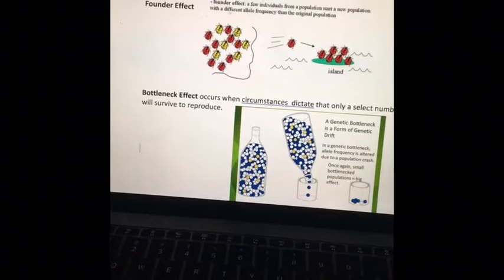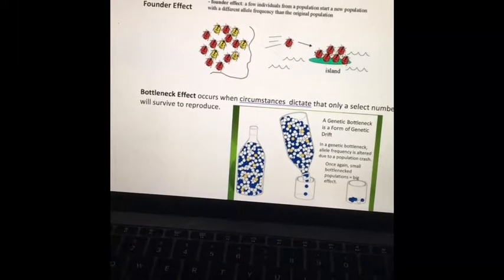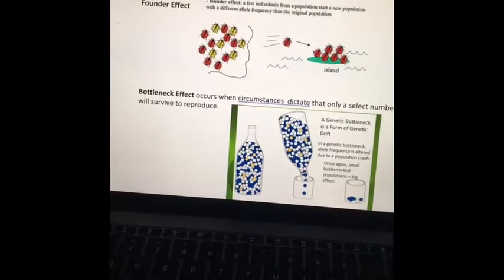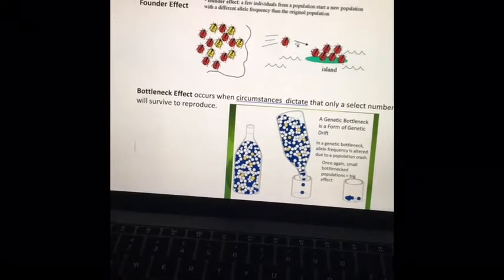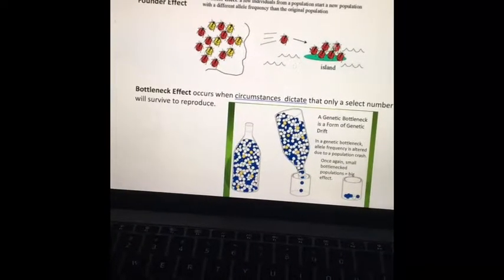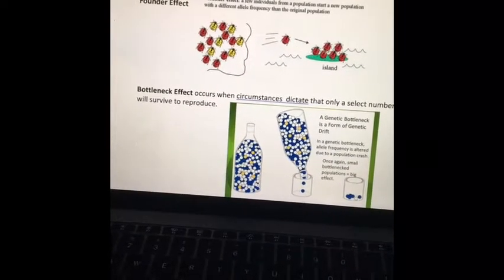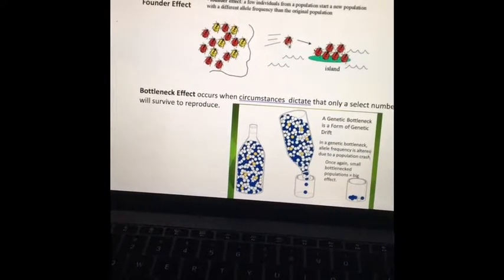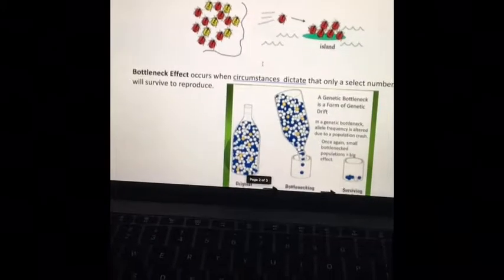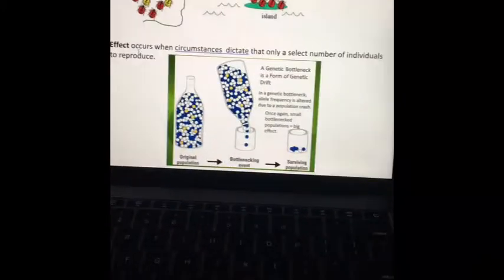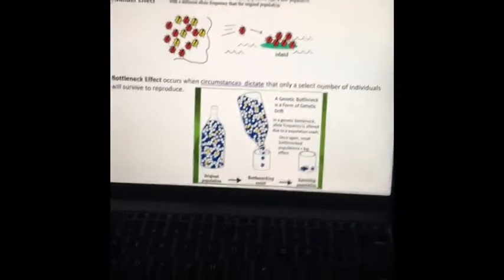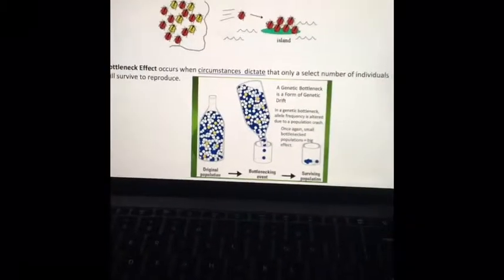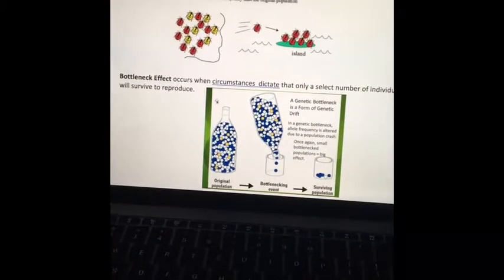You have in the original population there's yellow and red bugs, and then there's a bug that travels to an island and starts a new population. It becomes a founder, and now all these bugs on this new island are just red because they have the allele frequency of red. And the bottleneck effect is similar, but this happens when there's a catastrophic event, and this causes this bottleneck effect.